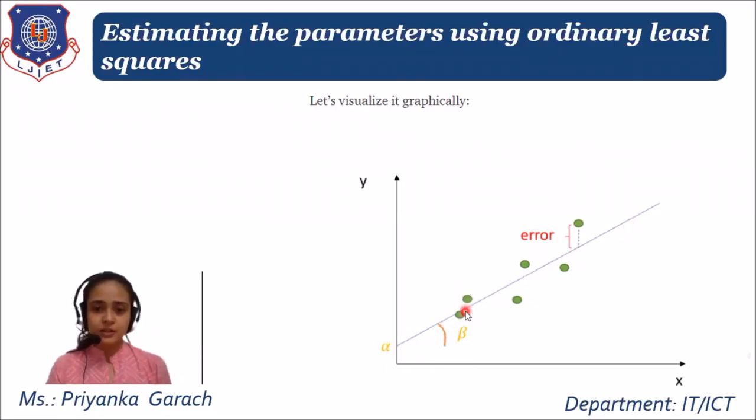So what will happen when I do the summation of all the errors? I am doing the summation of all the positive errors and the negative errors. So the positive and the negative errors will get cancelled. But the problem over here is that both the positive and the negative errors are affecting our model. Both the errors are reducing the accuracy of our model.